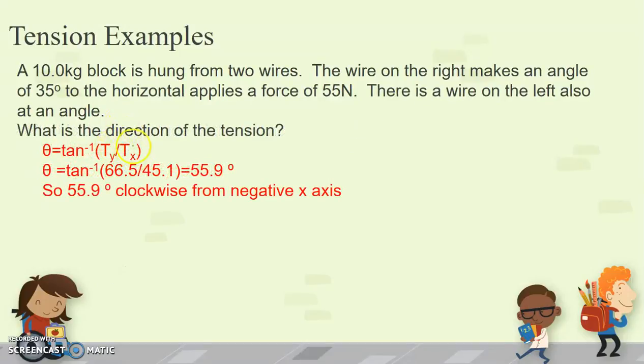Now it's asking what is the direction of the tension of the unknown one. So now we can use the inverse tan function from the previous module that we were talking about when we were finding vectors: the tension in the y divided by the tension in the x. We have 66.5 and 45.1, which is what we found. So we should take the inverse tan of dividing those two numbers, and we should get 55.9 degrees. We know it's clockwise from the negative x-axis, which is important to understand.